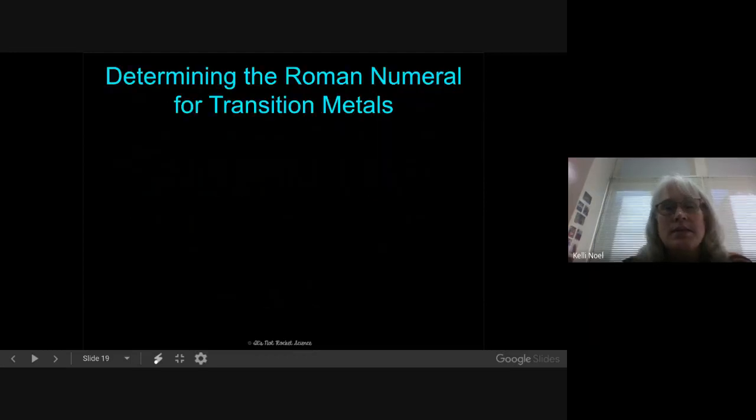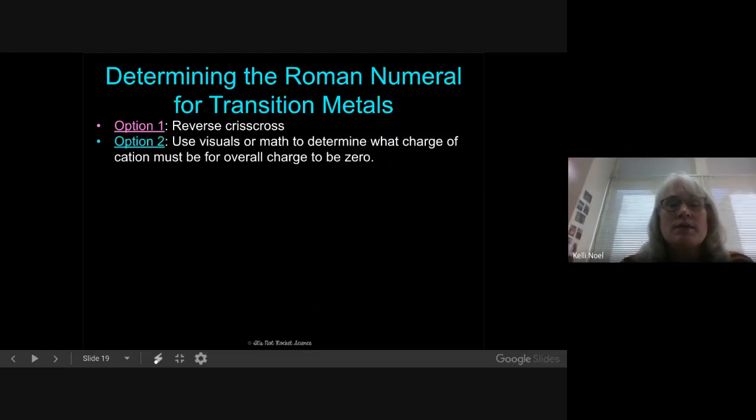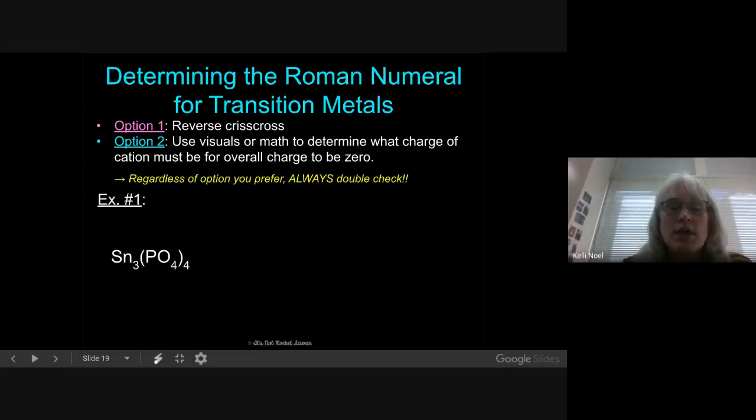And I'll go over some examples. So this is how you determine the Roman numerals. You're going to reverse crisscross, or you can use some visuals. You can draw things out, use some math, but you're going to need to double check to make sure. So here we have 10 phosphate. So here's option 1, reverse crisscross. This is the method I prefer.